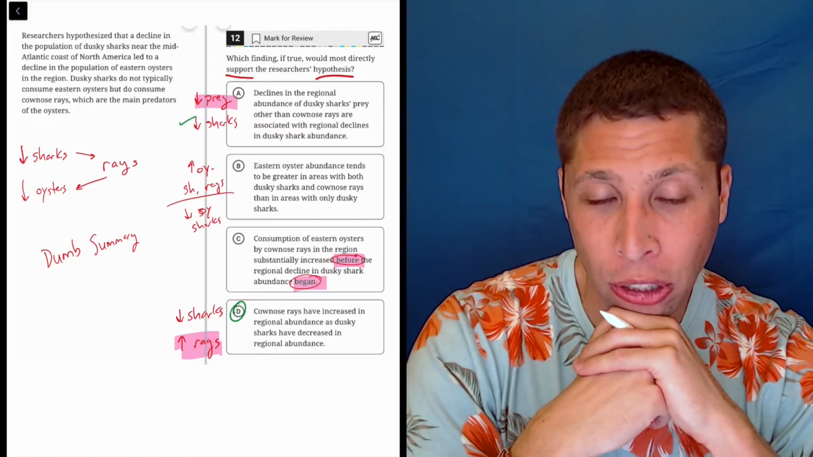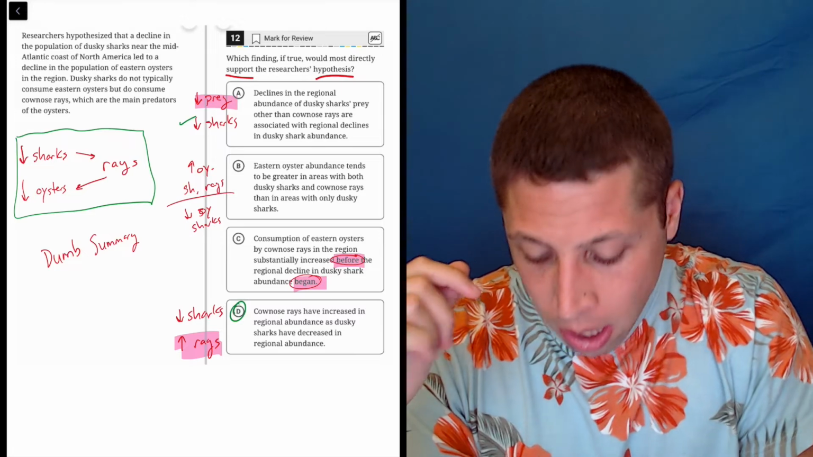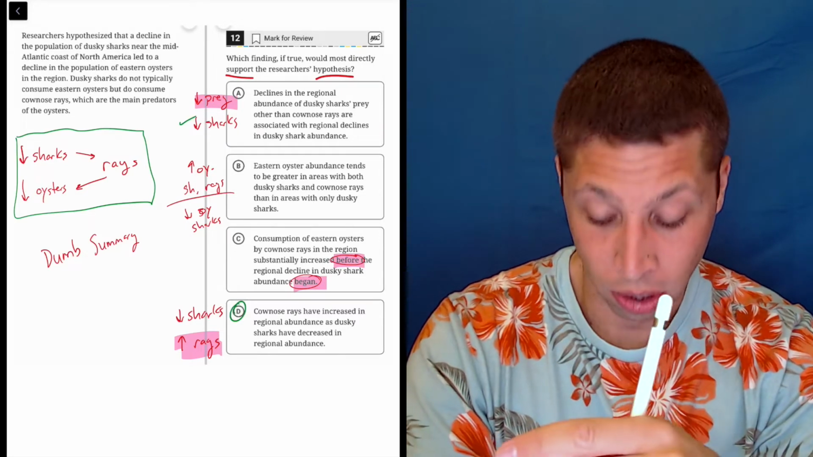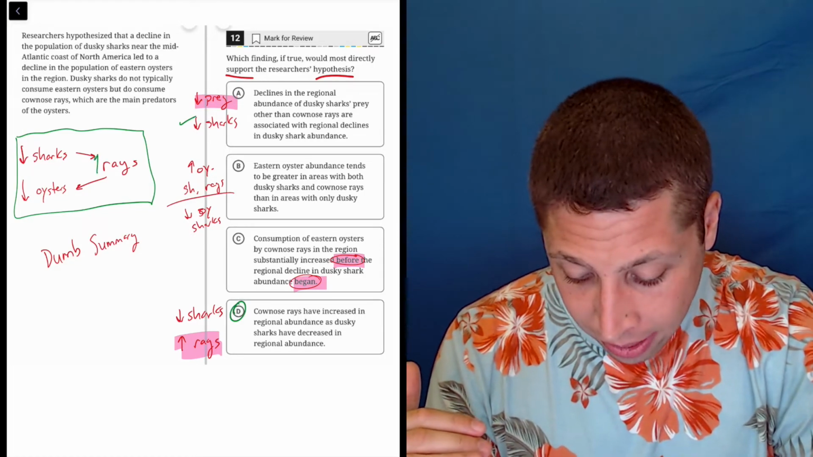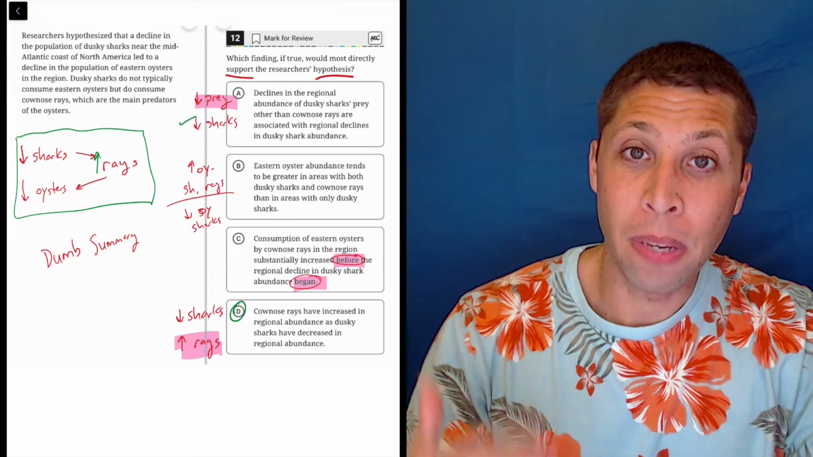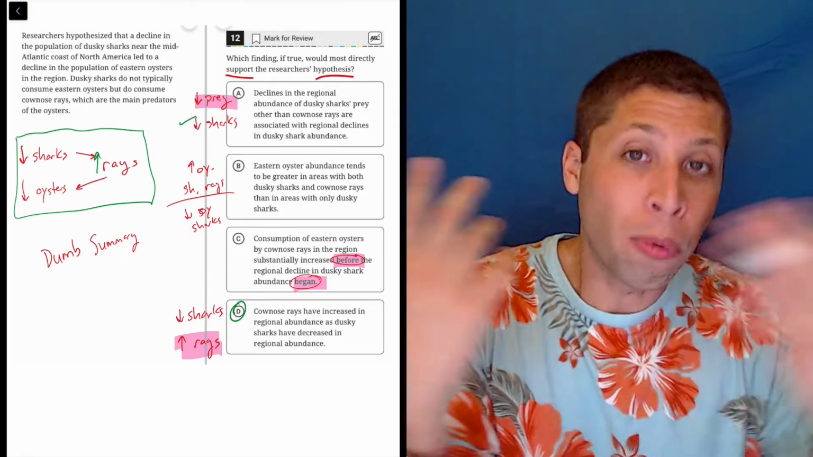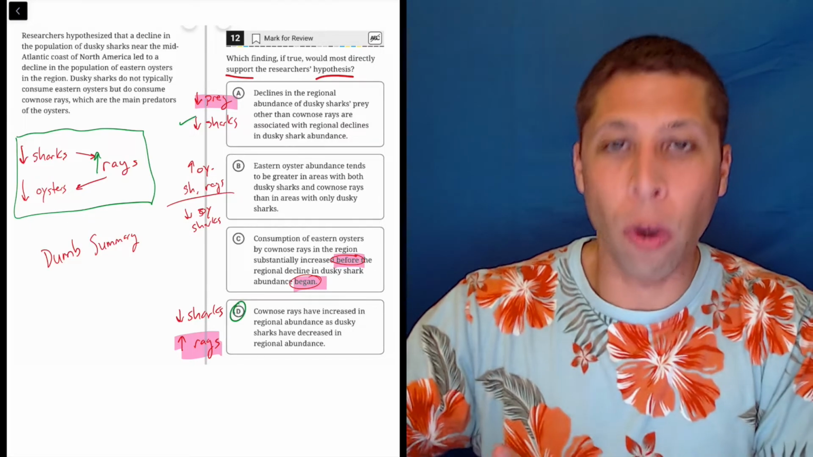Why would the population of rays go up? Well, as we saw in our little dumb summary over here, the sharks eat the rays and the rays eat the oysters. So if there were fewer sharks, then it probably makes sense that there'd be more rays because they're not getting eaten because the sharks are not there. And then if there were more rays, it would make sense that the oysters would go down because they're the thing that eats the oysters.